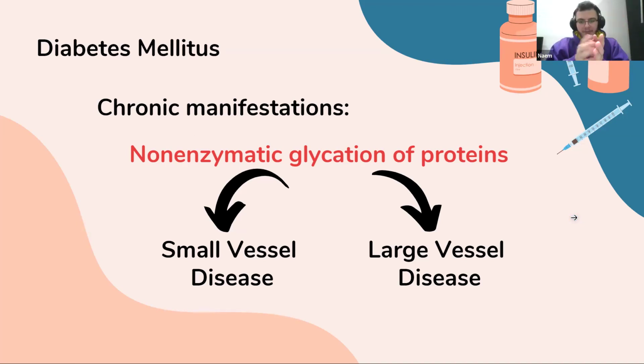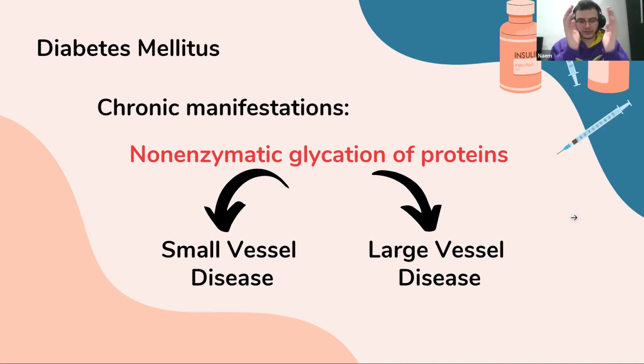Now, what happens basically? Again, we said glucose binds to proteins. In small vessel diseases, glucose is going to bind to the proteins that make up the small vessels, which will lead to a lot of problems. It could lead to atherosclerosis. It could lead to obstruction. It could lead to all of these things, which will make the blood vessel not functional.